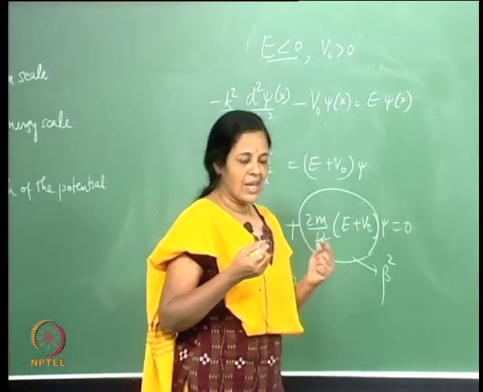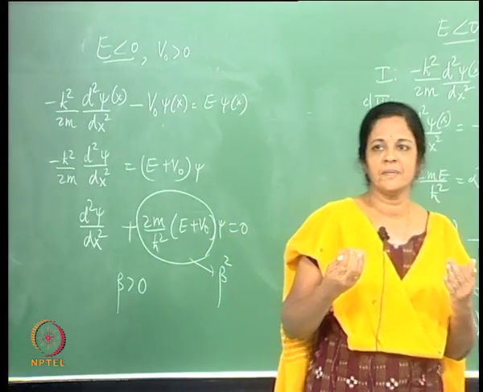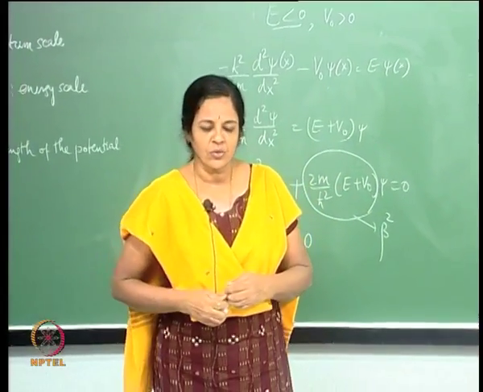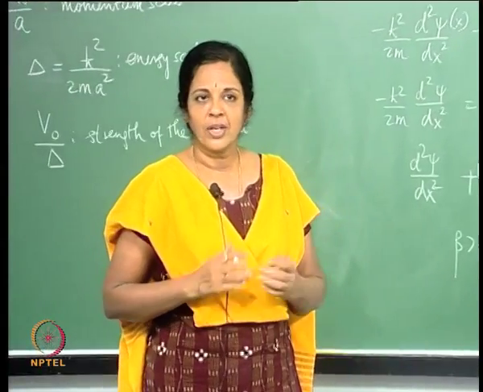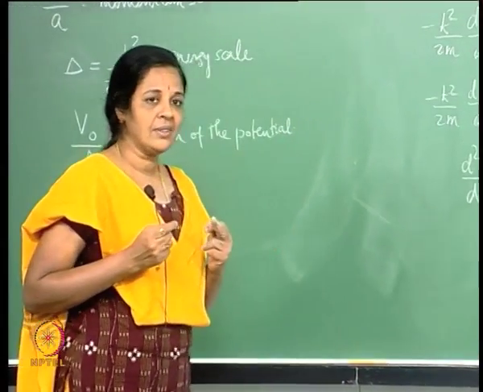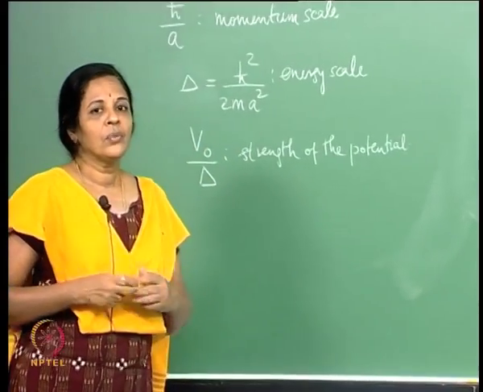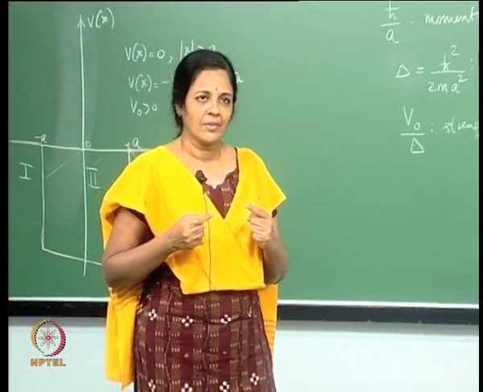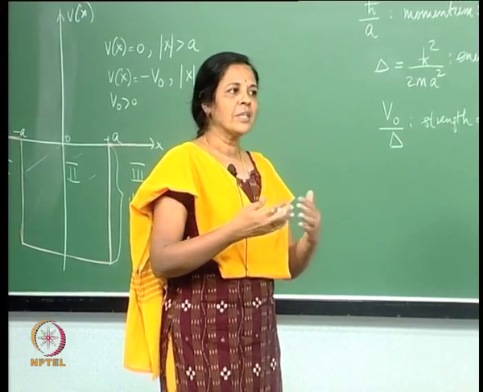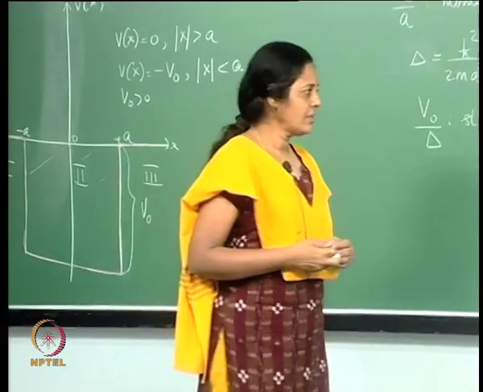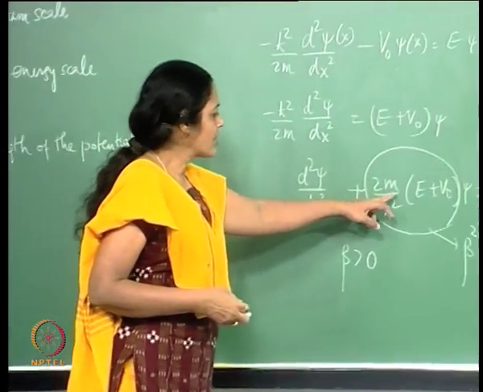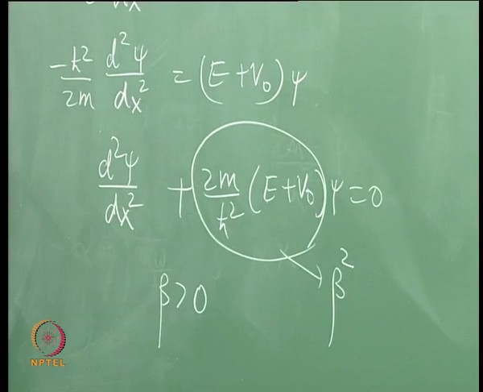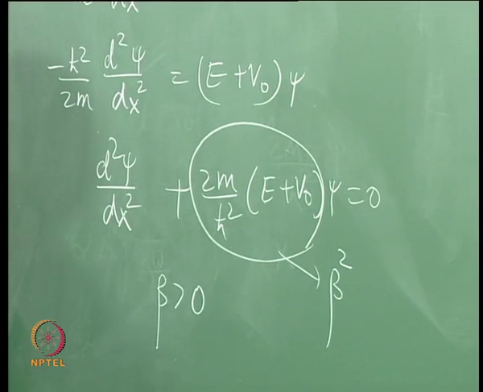So now I have two objects, alpha and beta, both positive by my definition without loss of generality, and the natural dimensions are inverse length for alpha and beta. I also have a delta which I have constructed with the constants that are available in the problem, and delta has dimensions of energy. Therefore, the depth of the potential V0 can be written in units of delta, and lengths are scaled in units of 2m E by h cross squared or 2m (E plus V0) by h cross squared, in terms of alpha and beta.